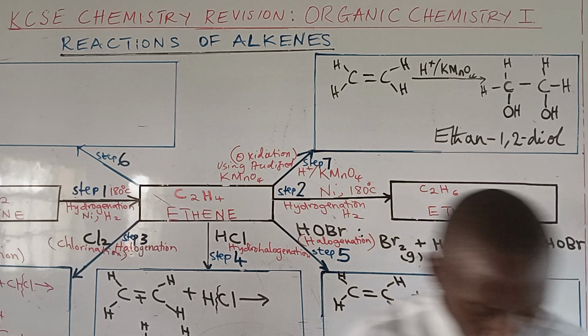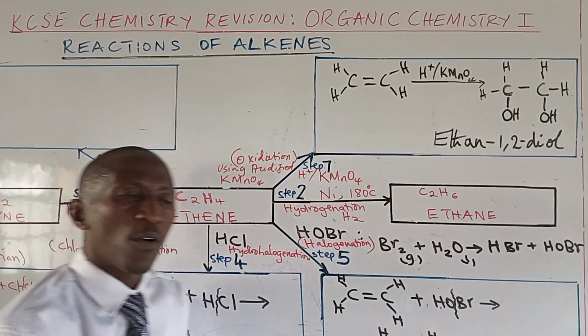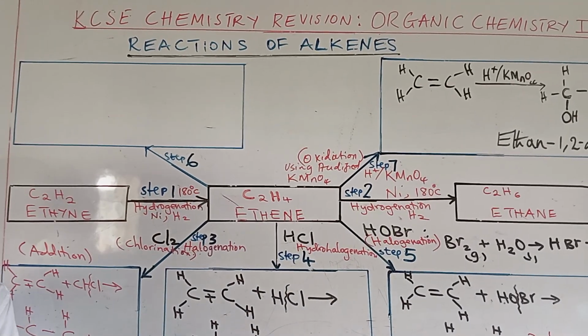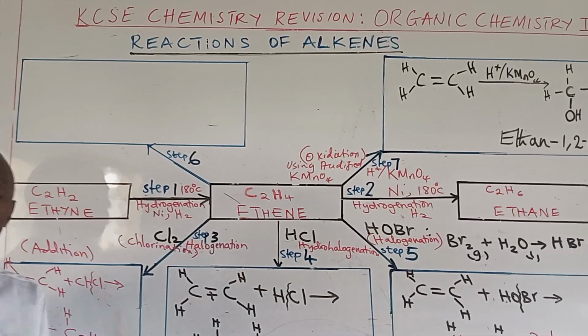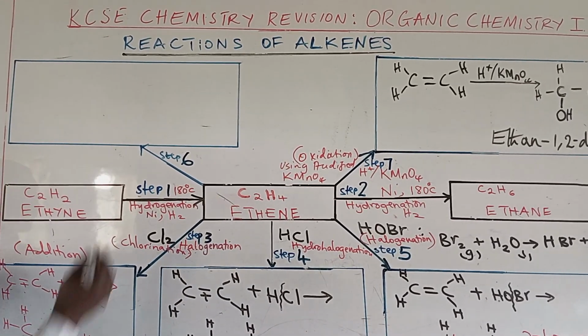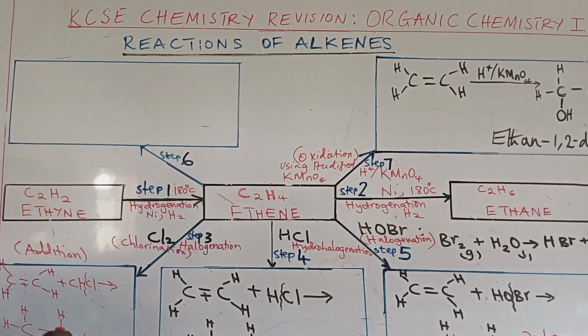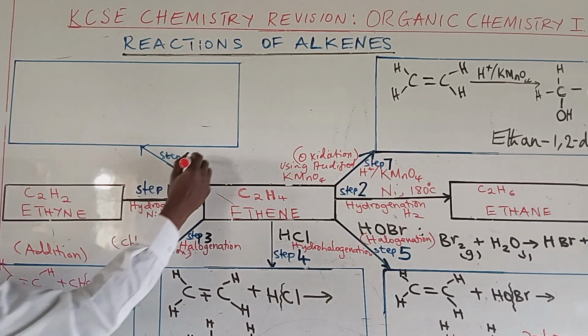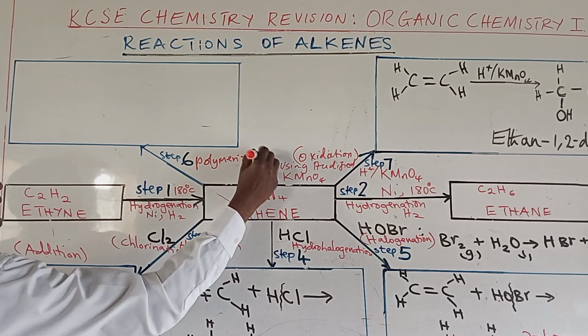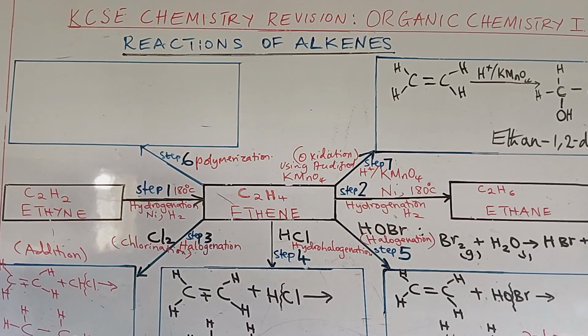In this one, we shall see a very common reaction, which is also very useful in our life because it produces very many products. That reaction we call polymerization. So in step number 6, we have polymerization. I would like us to look at how polymerization occurs.